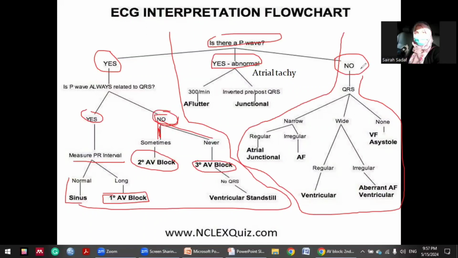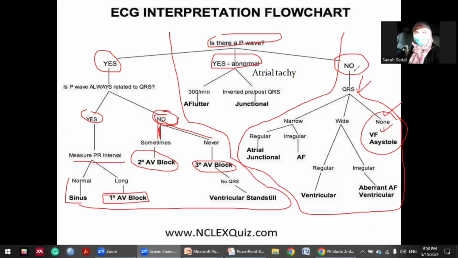Now coming to the no part, when there is no P wave at all. Is there a QRS complex? Yes, there is a QRS complex, or there is no QRS complex. Now coming to when there's no QRS complex, it is asystole or VFib. There is no P wave, there is no QRS complex. It means this is VFib or asystole.